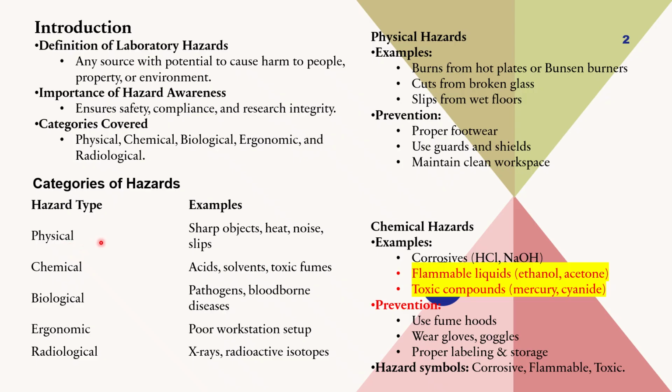Physical hazards include injury from sharp objects, heat, noise, or slips. Then chemical hazards can include injury or harm from acids, solvents, and toxic fumes. Biological hazards can be hazards from pathogens and blood-borne diseases.